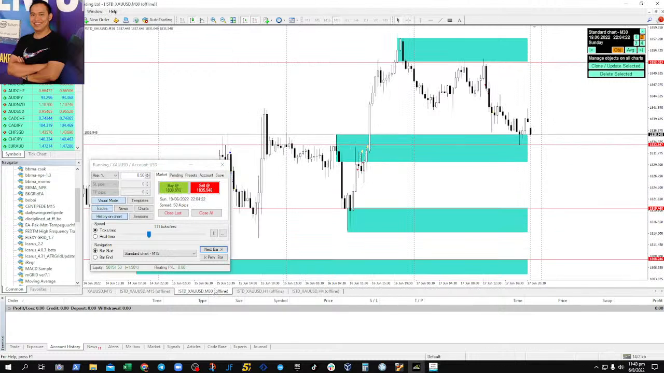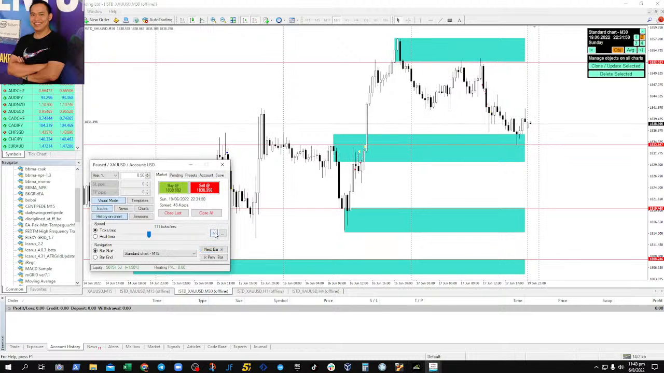Let me see at M30 also, there wasn't a very clear price action except for this one, but this one already tapped, so I'm a bit worried about it. I'm not sure if I can take that trade, and I think it's okay not to take the trade.